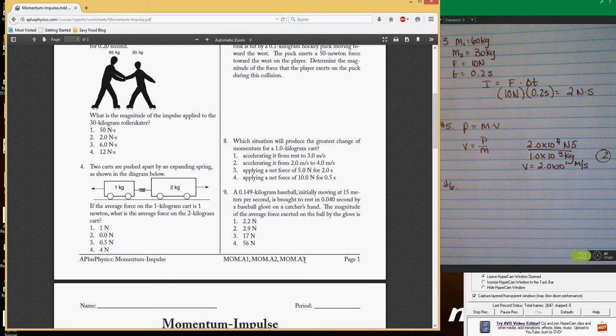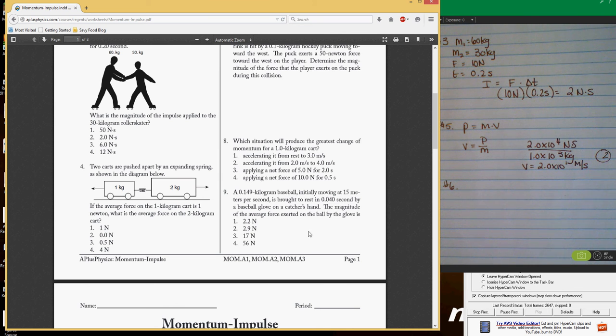Number 8, which situation will produce the greatest change of momentum for a 1 kilogram cart? So if you just calculate mass times velocity for each of the momentums and provided with that one mass, you'll determine that the greatest amount of momentum being provided is number 3 option, applying a net force of 5 newtons for 2 seconds.